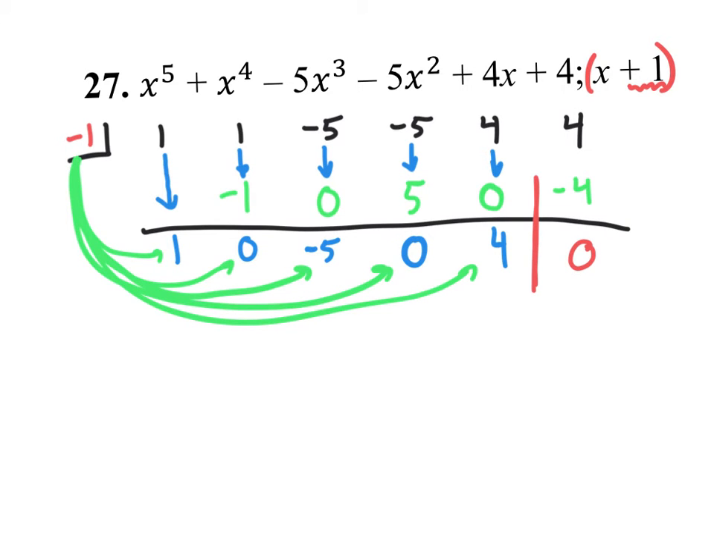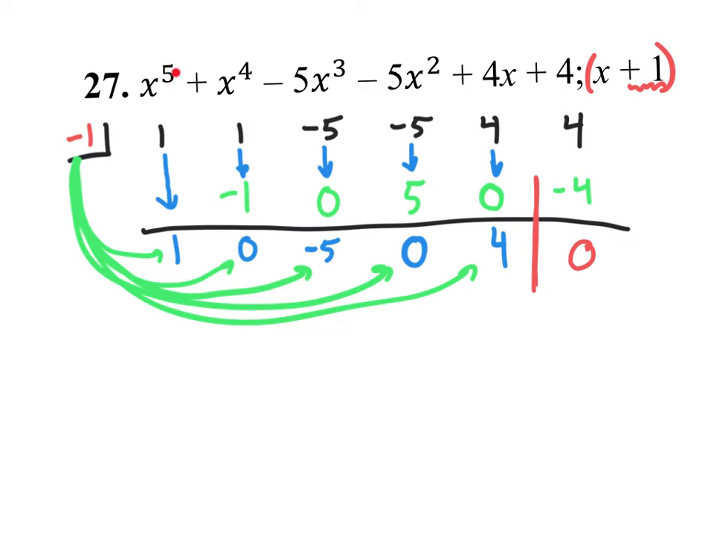If I did not get the remainder 0, I did something wrong. You have to go back and do it again, right? Because we know that x plus 1 is a factor, which means it has to give us 0. That's the remainder theorem. Okay, so we're going to use these blue numbers to write our depressed polynomial.